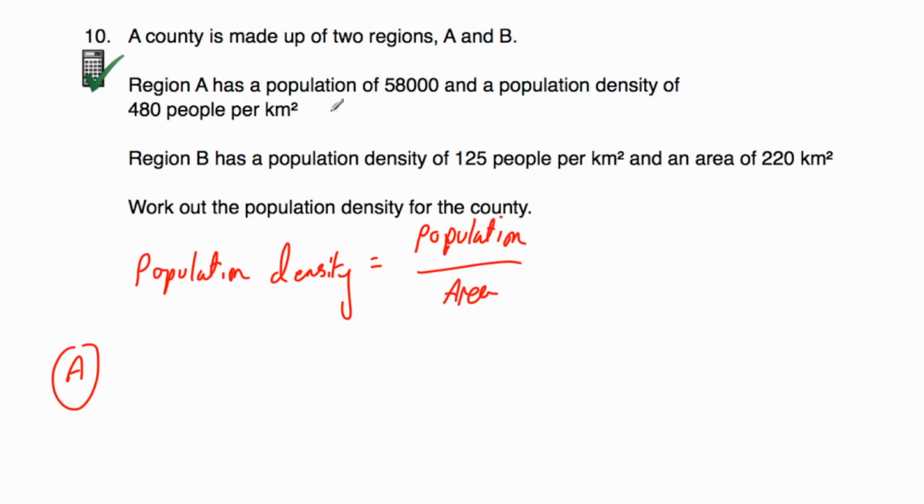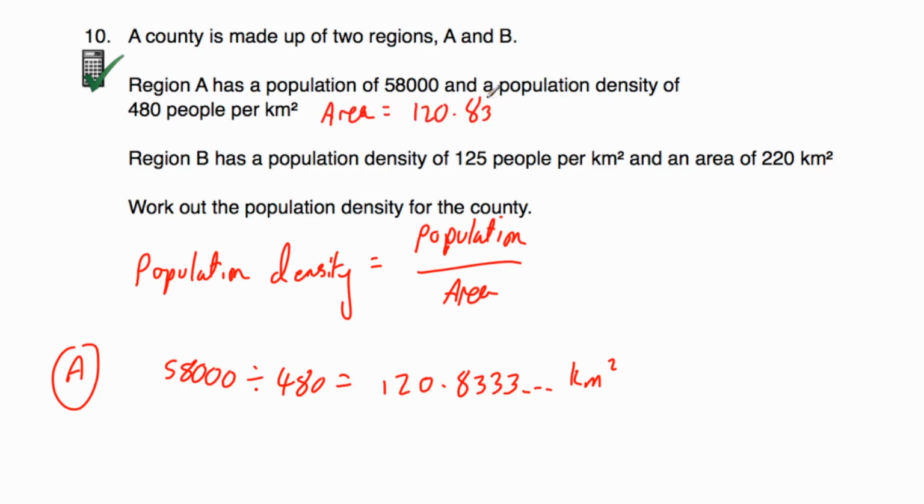So let's find the area of region A. To find the area of region A, we're going to divide the population by the population density. That'll tell us how many square kilometres there would be. So for region A, we're going to do 58,000 divided by 480, and that's equal to 120.8333 and so on square kilometres. So that means it's 120.83 recurring square kilometres. So we've got the area of region A. Now if we have a look at region B, let's write its area down. Area equals 120.83 recurring square kilometres.